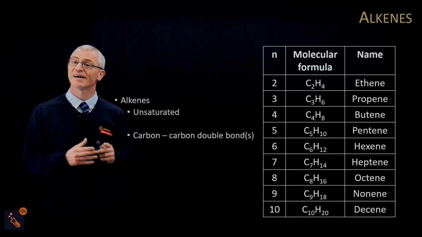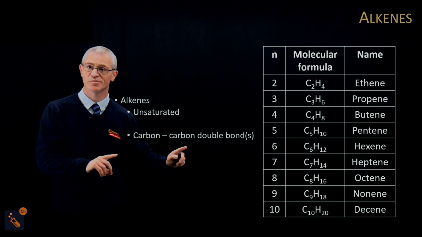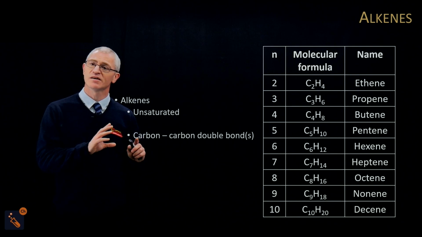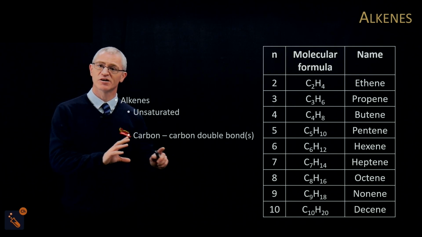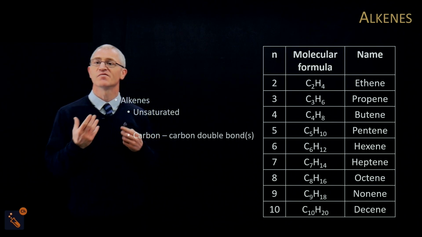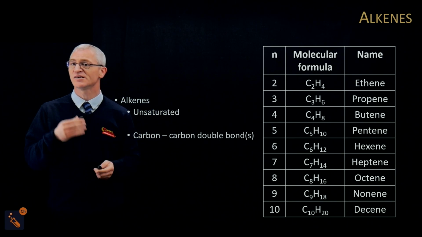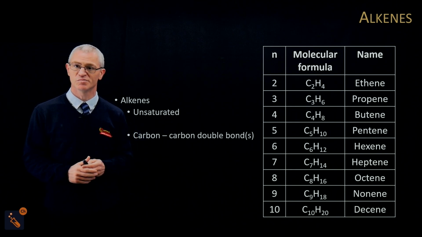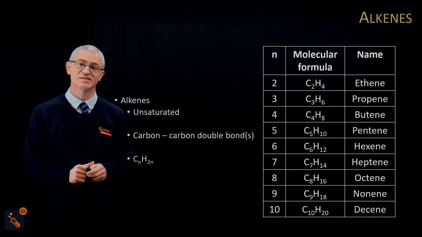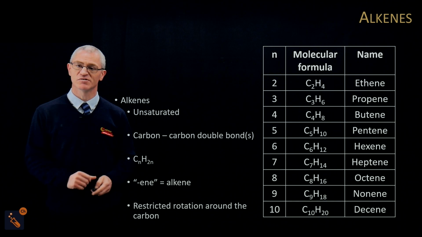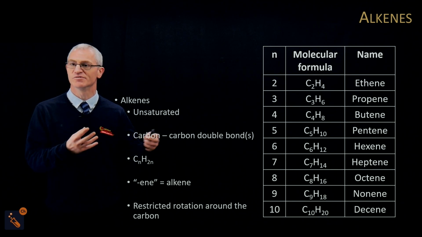And we also have a carbon-carbon double bond. It's really important you say carbon-carbon. That's what people miss off all the time. In A levels, there are carbon-carbon double bonds, and that's the other difference. You can have more than one double bond. In GCSE, it was just one double bond. In A levels, it is potentially more than one. The general formula is CnH2n, it ends in E-N-E, and there's that restricted rotation around the carbons within the double bond.